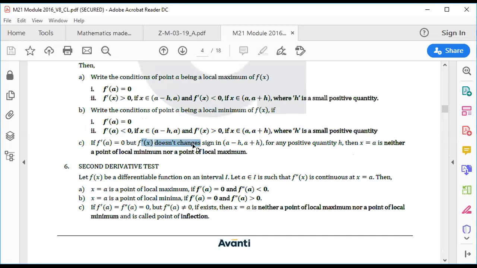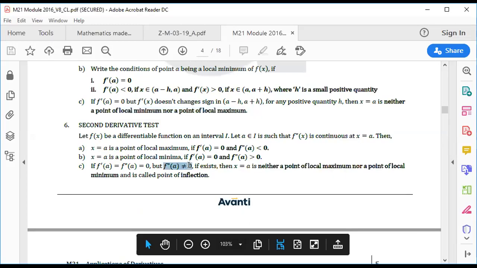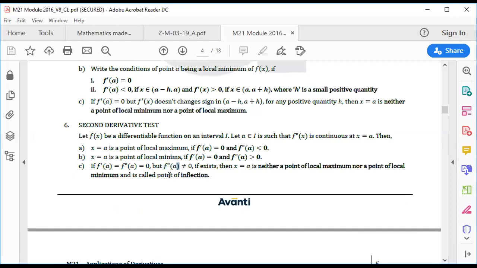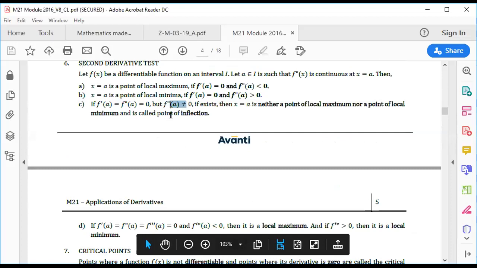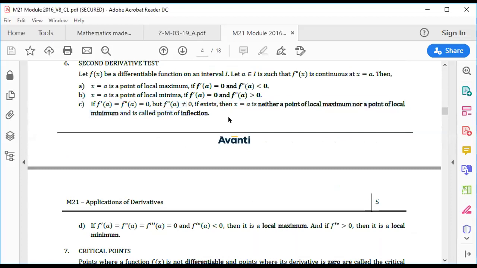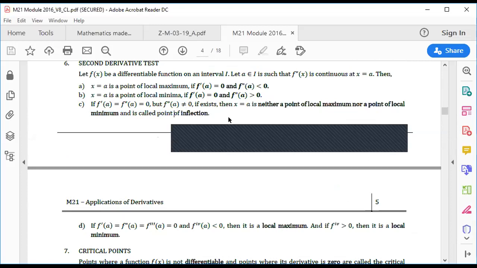So if your f double dash a equal to 0 and f dash a is also 0, then it is neither a point of local maxima nor local minima. So if it is not local minima or local maxima, then what will it be? Then for that you have to find f triple dash. This is a printing mistake. This is not f double dash, this is f triple dash. Okay. So if f triple dash a is not equal to 0, then it is called a point of inflection. It is neither a point of local maxima nor a point of local minima. This is called a point of inflection.